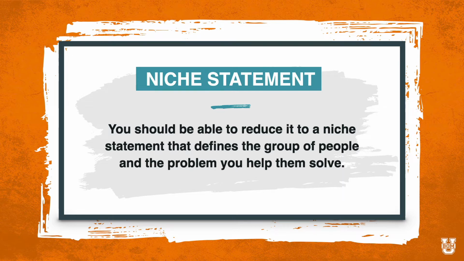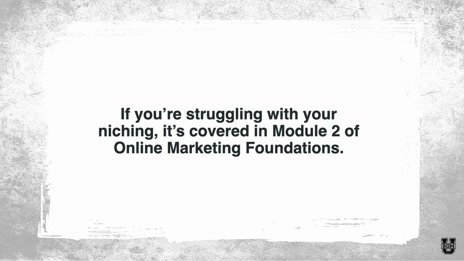Now, in this course, this program, we are not talking about niching here. If you're struggling with your niching, it's covered in Module 2 of Online Marketing Foundations. I believe it's Lesson 2. It's the first substantive lesson in the commit to lead an audience phase. That is foundational work that you need to have done. You need to have figured that piece out. If you're at a point right now where you're thinking very broadly, where you can't identify with some level of specificity the group of people you want to serve and the problem you want to help them solve, go back to that course now. Stop this course now and go back there because you really do need to do that work.